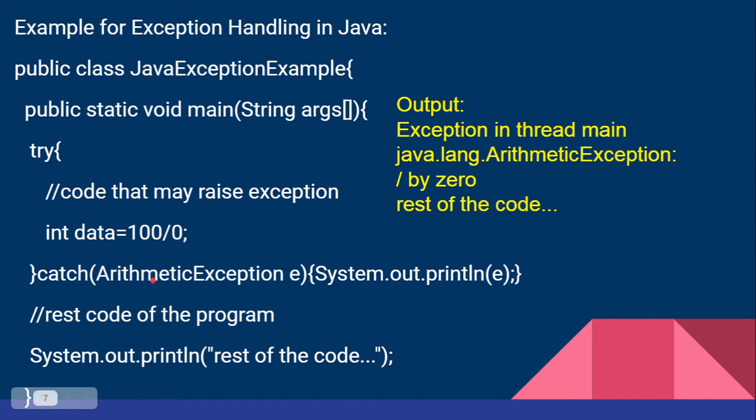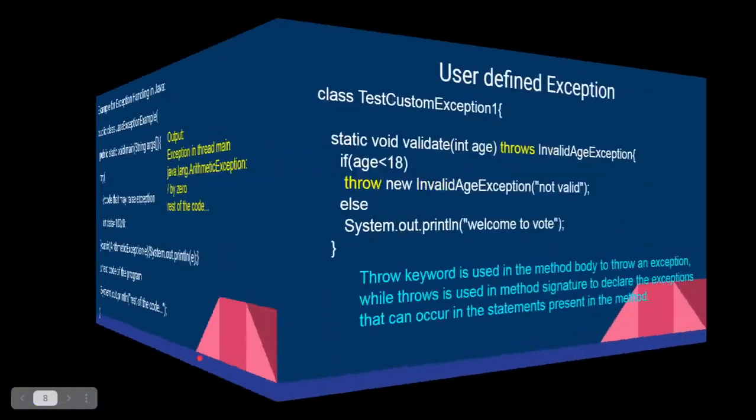What is the exception here? ArithmeticException, and we are using the object called e. So ArithmeticException is the class and e is the object. And then you have to just give some message as we wish. System.out.println the message that you want for the exception in the try block. And then the rest of the code goes as usual, System.out.println the rest of the code.